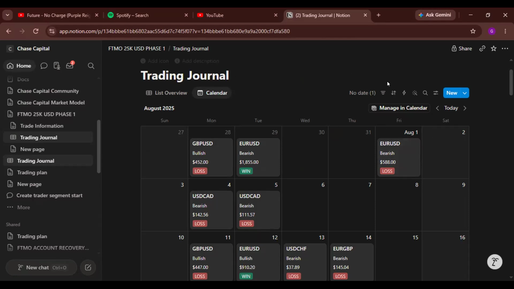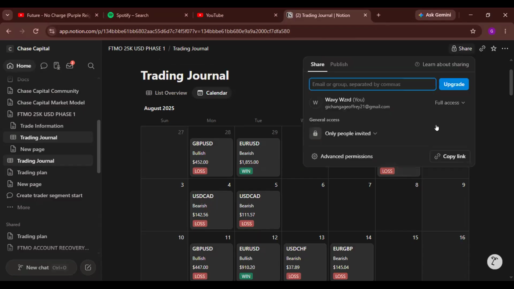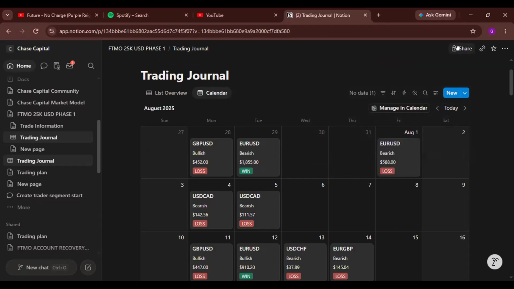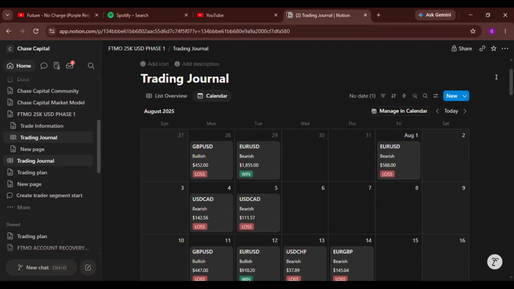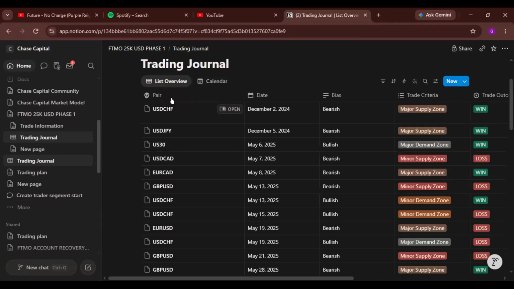Then for example, if I want to share this calendar so that others can see it, I just click on this share icon and copy the link. Then I can choose whether it's everyone who has my workspace or only the people I've invited. So you're able to limit access to whoever you are sharing these documents with.